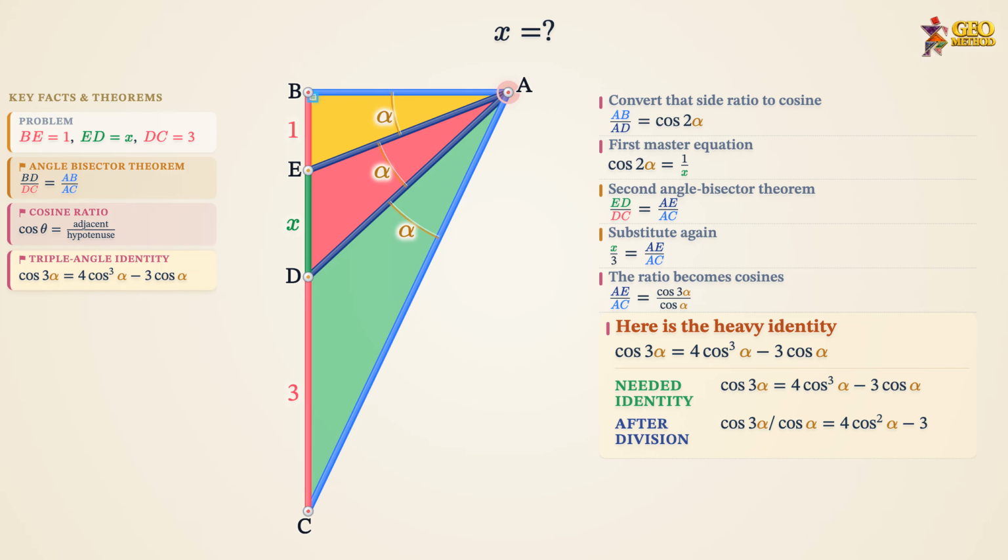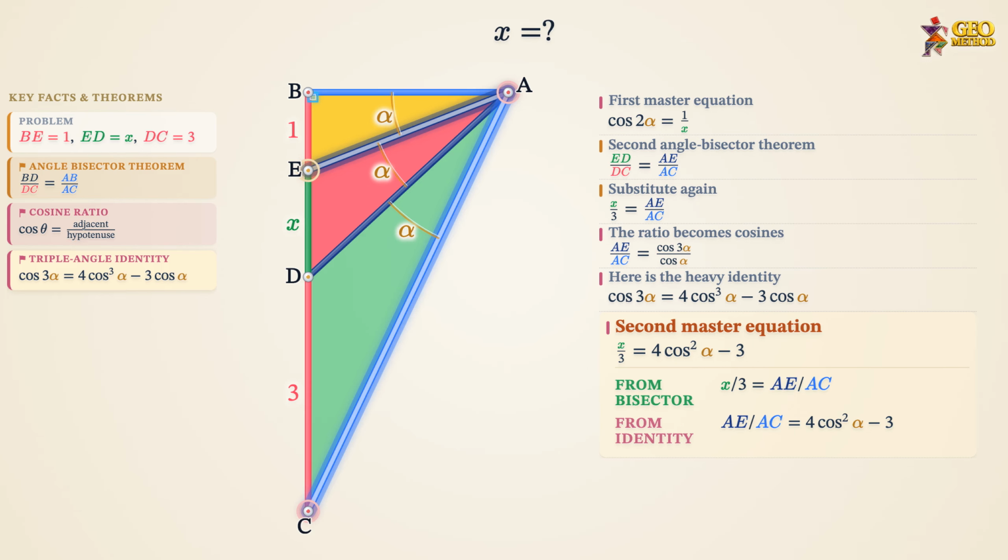Here, the direct route asks for the triple angle identity. It says cosine 3 alpha is 4 cosine cubed alpha minus 3 cosine alpha. After dividing by cosine alpha, the ratio is 4 cosine squared alpha minus 3. Therefore, the second master equation is x over 3 equals 4 cosine squared alpha minus 3.